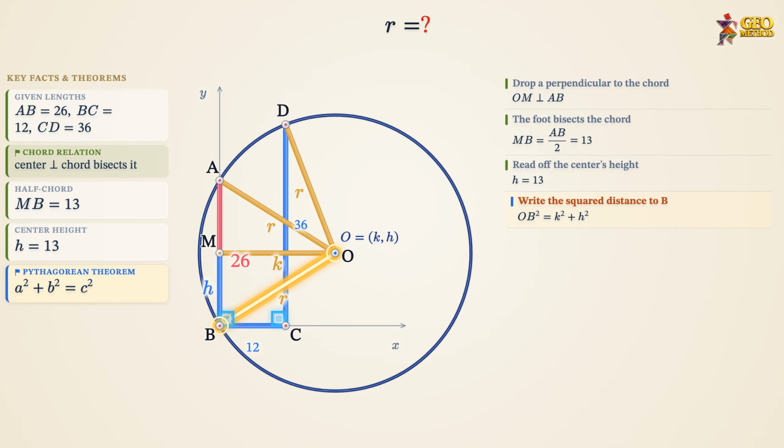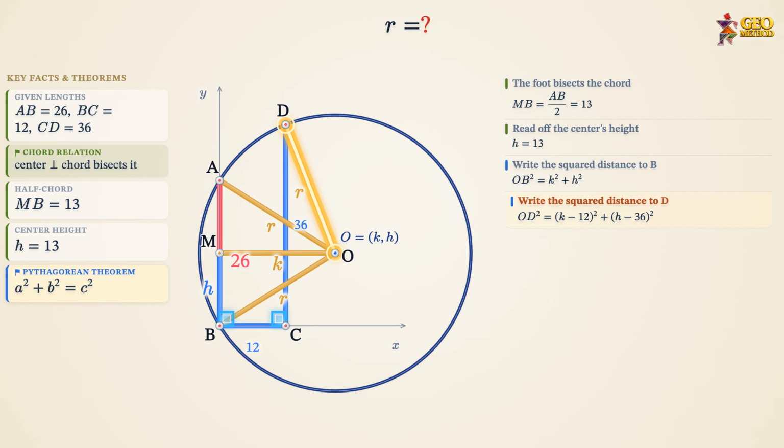Now write the squared distance from the center to B in coordinates. With B at the origin, segment OB squared is simply k squared plus h squared. Hold on to this expression. We will match it against another radius.